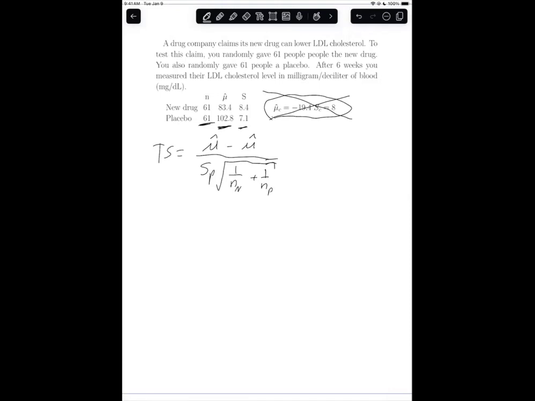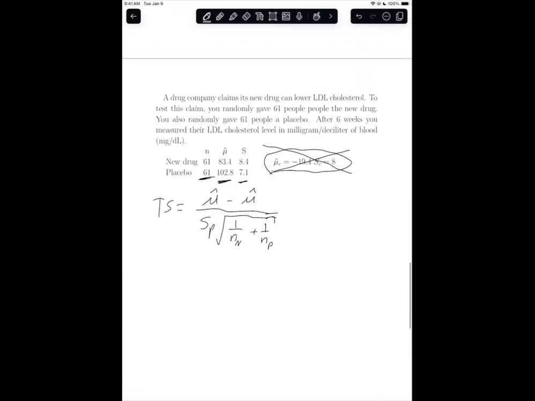Now, the subtraction in the numerator matters a lot. And the best way to remember is you have your alternative hypothesis in symbols. Just always match the order of the alternative hypothesis. So I'm going to do the sample mean from the group with the new drug minus the sample mean from the group with the placebo. That order of subtraction matters. Just always match the alternative hypothesis.